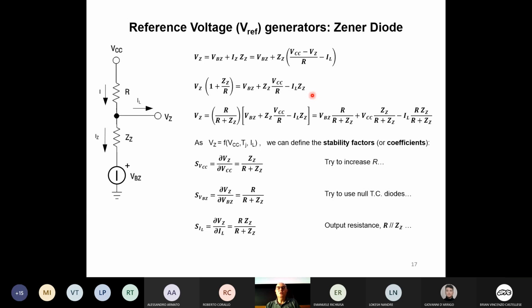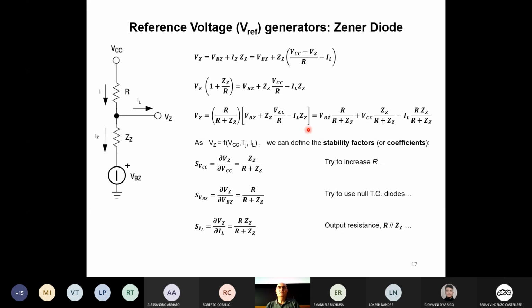If I want to solve the equation with reference to VZ, that is the output voltage, I must divide the right terms by 1 plus ZZ over R. That means just multiplying the right terms by the reverse of this. And that's what I did. So I took the reverse of this parenthesis, and so I have R over R times 1 makes R plus ZZ times all this part here.